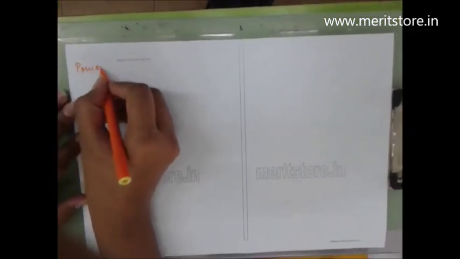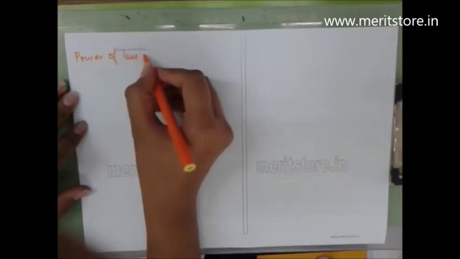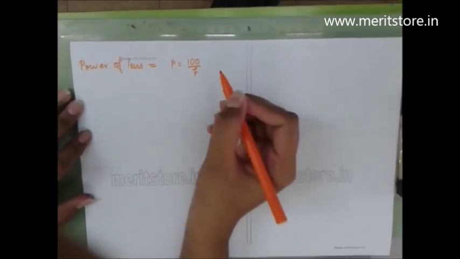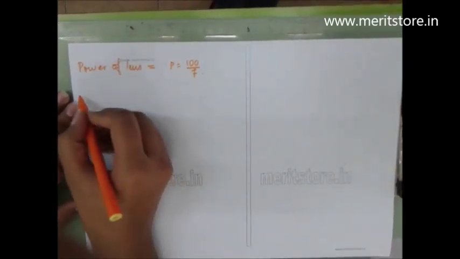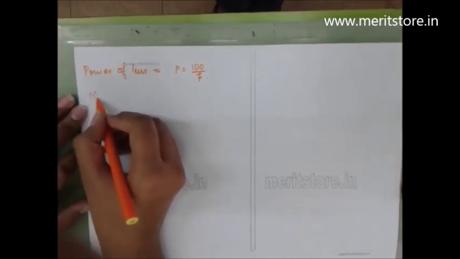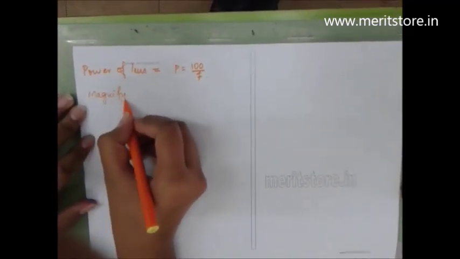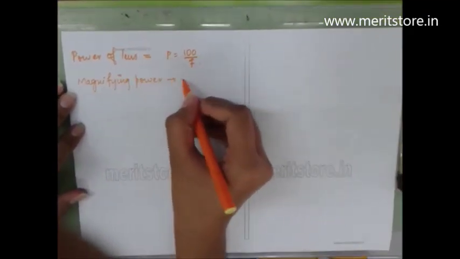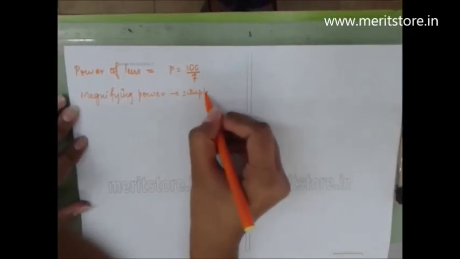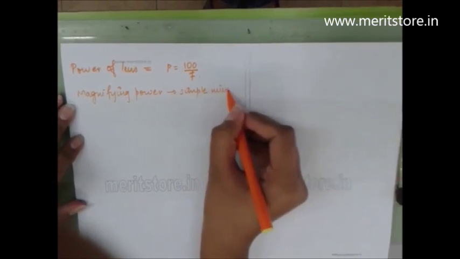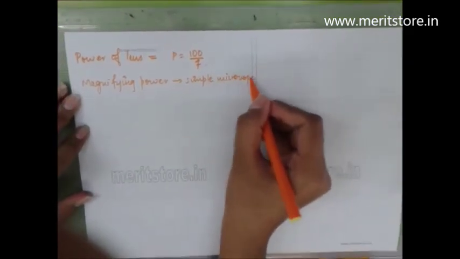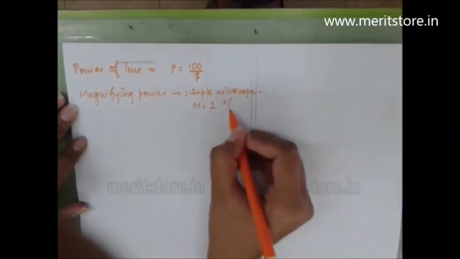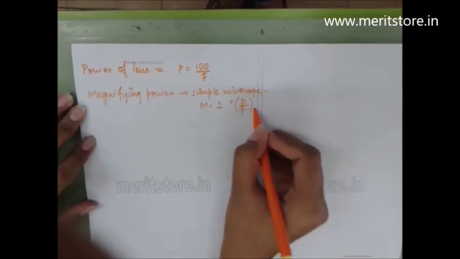The power of lens is given by formula 100 divided by f, that is the focal length. The magnifying power of simple microscope is given as m is equal to 1 plus d, that is distance, divided by focal length.